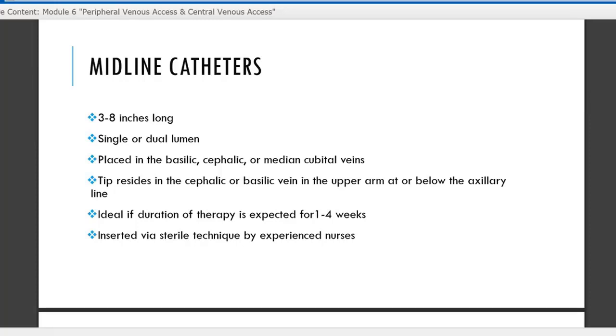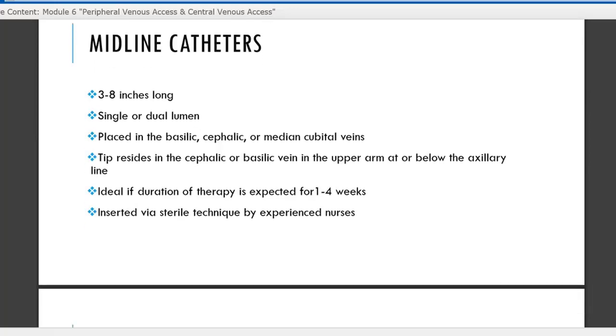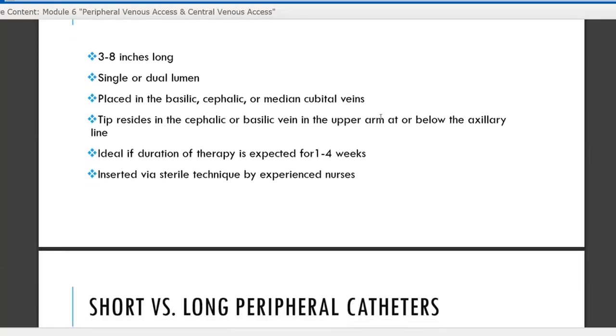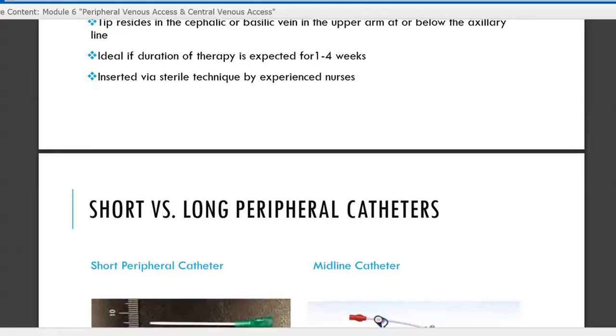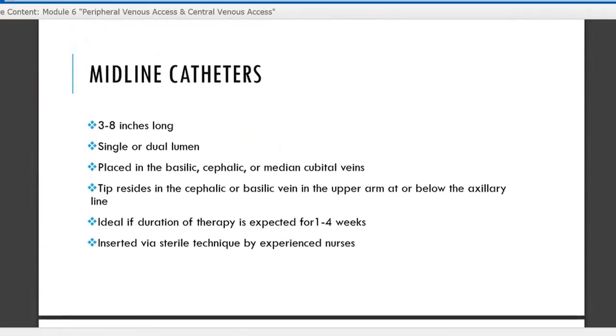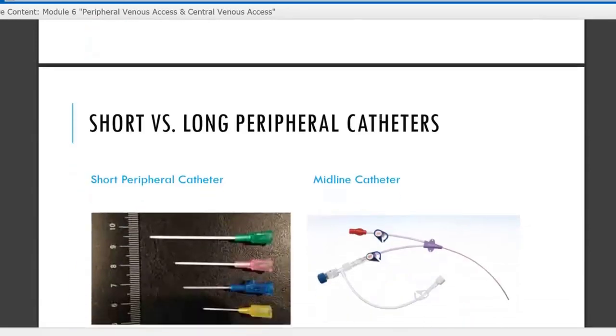Obviously these can be used for a little bit longer period of time, whereas a peripherally inserted short catheter is typically changed about every 3 to 4 days. Or some facilities say replace or leave it until it's non-functional. Also, typically insert midline catheters via sterile technique, and only experienced nurses do this. And to be honest, I've never seen a midline catheter used. It's either an IV, a peripherally inserted short catheter, or a PICC line or central line. So I've never even seen midline catheters utilized.